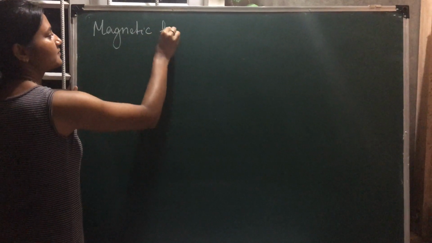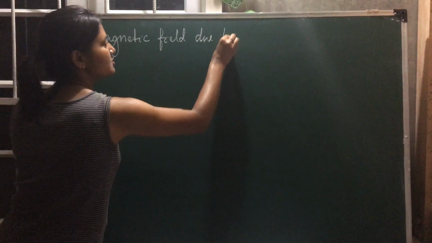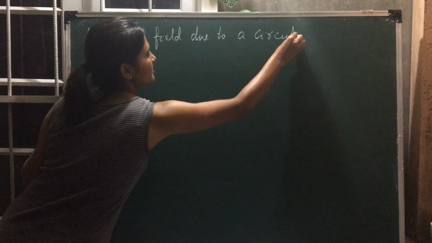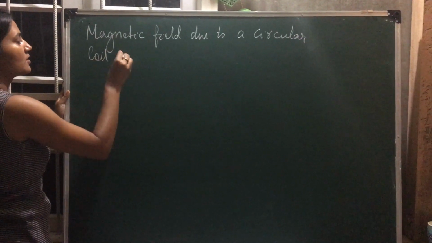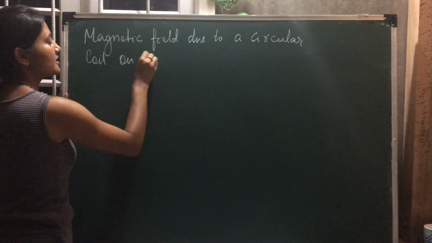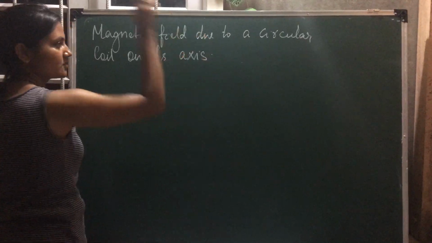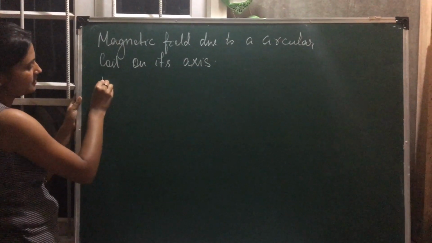Today we are going to do magnetic field due to a circular coil on its axis. Okay, to start with, let me take this way.